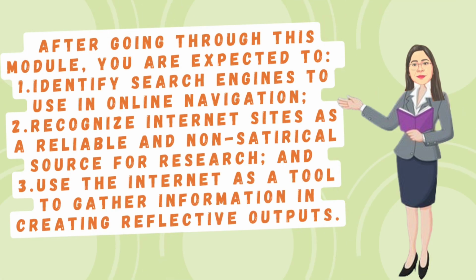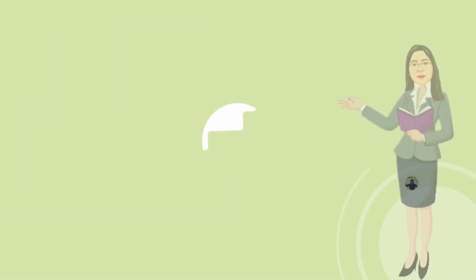In this lesson, we have these learning competencies and codes. The use of internet as a tool for reliable research and information gathering to best achieve specific class objectives or address situational challenges. After going through this module, you are expected to identify search engines to use in online navigation, recognize internet sites as a reliable and non-satirical source for research, and use the internet as a tool to gather information in creating reflective outputs.